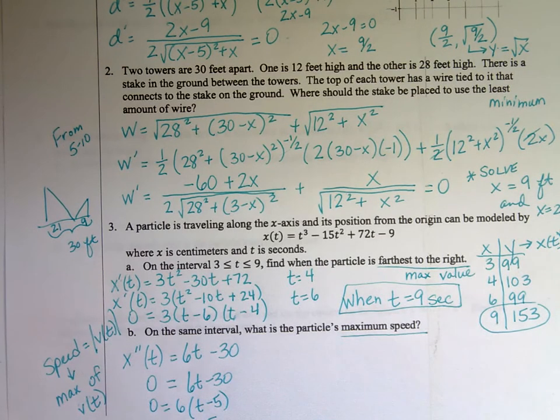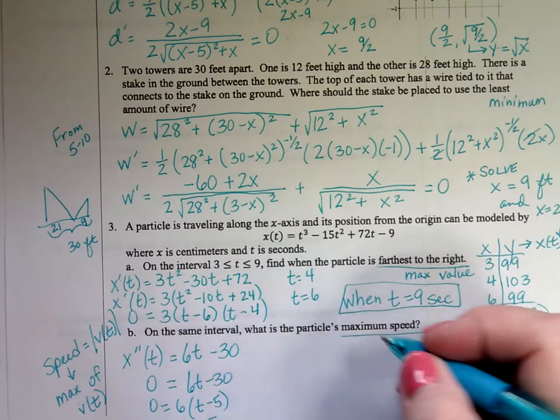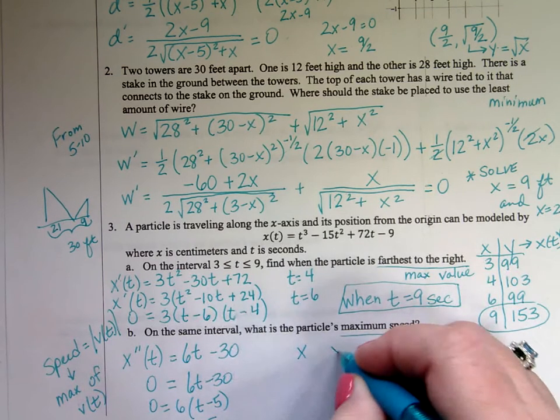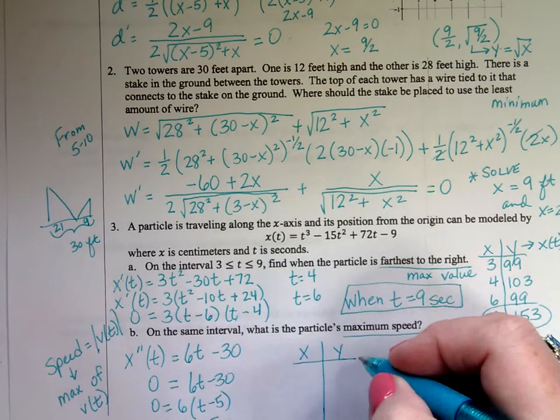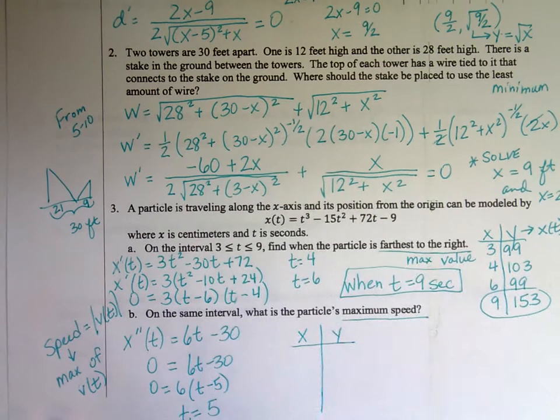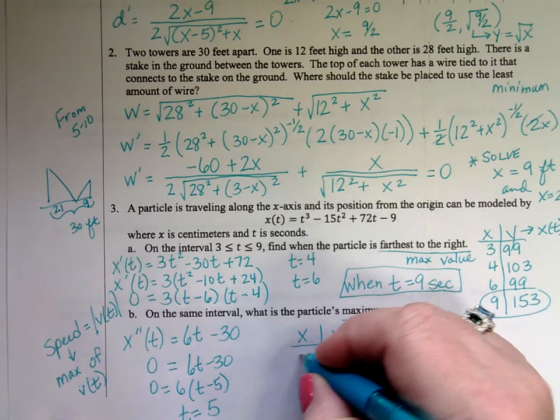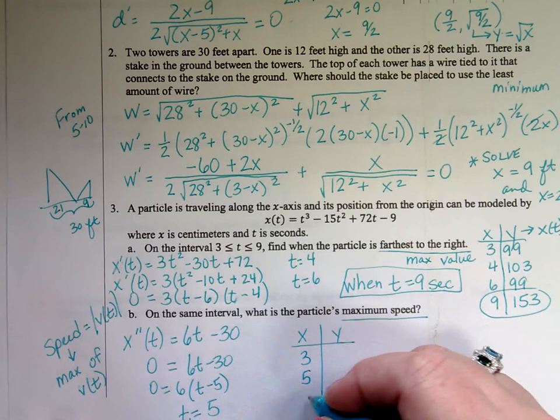Did we answer the question? What is the maximum speed? We did not. First of all, I need to check the interval. I'm going to put my x and y table together here and see if the endpoints affect that, because sometimes the endpoints do. So I have 3, I have the 5 I need to check, and I have a 9.